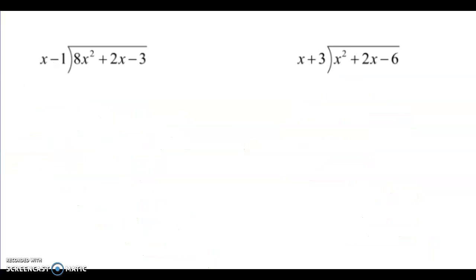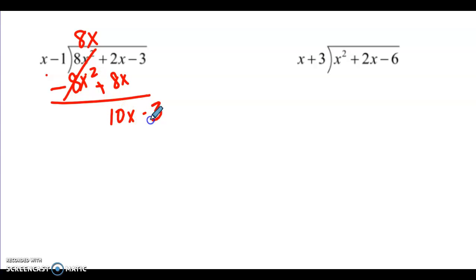All right. Next problem. This is already set up for us. So x into 8x. That's going to give me 8x. 8x times x is 8x squared. And then I have to do 8x times a negative 1, which is a negative 8x. I'm going to subtract. These are going to cancel. This is going to tick, tick to give me plus, and I'm going to have a 10x minus 3.